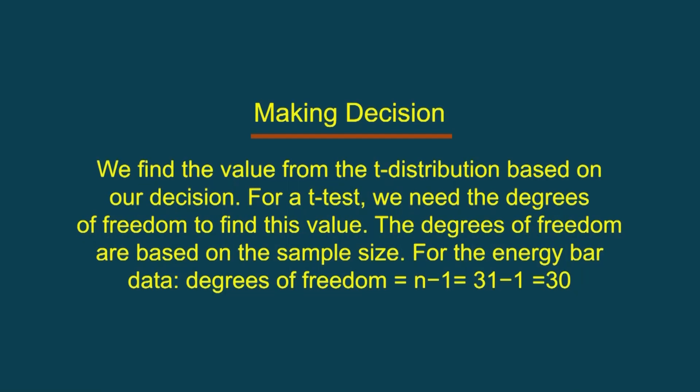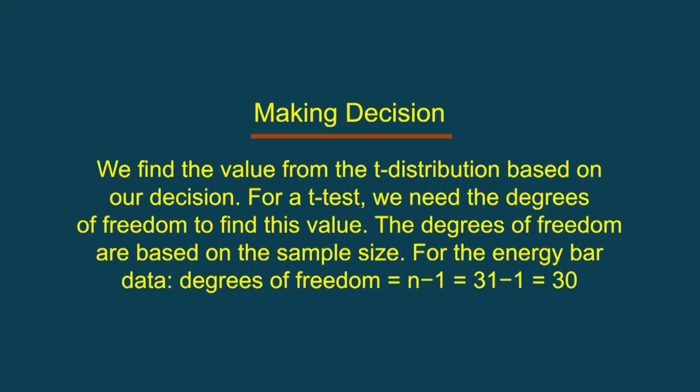And then we will start performing the test. That means we will collect data, do the necessary calculations, find the value of the test statistic, and so on. We find the value from the t-distribution based on our decision. For a t-test, we need the degrees of freedom to find these values, because if you can recall, a t-statistic comes with the degrees of freedom, which is the parameter of the t-statistic. The degrees of freedom are based on the sample size.